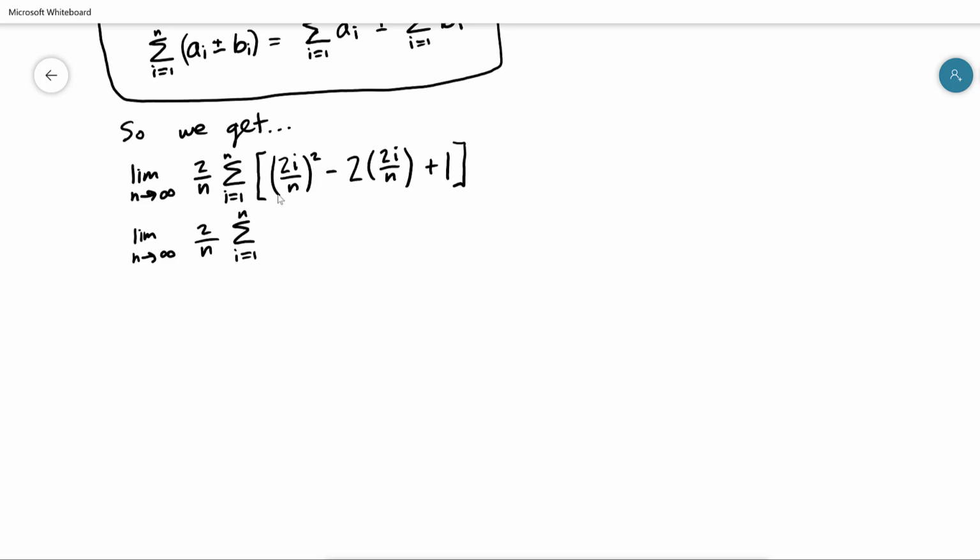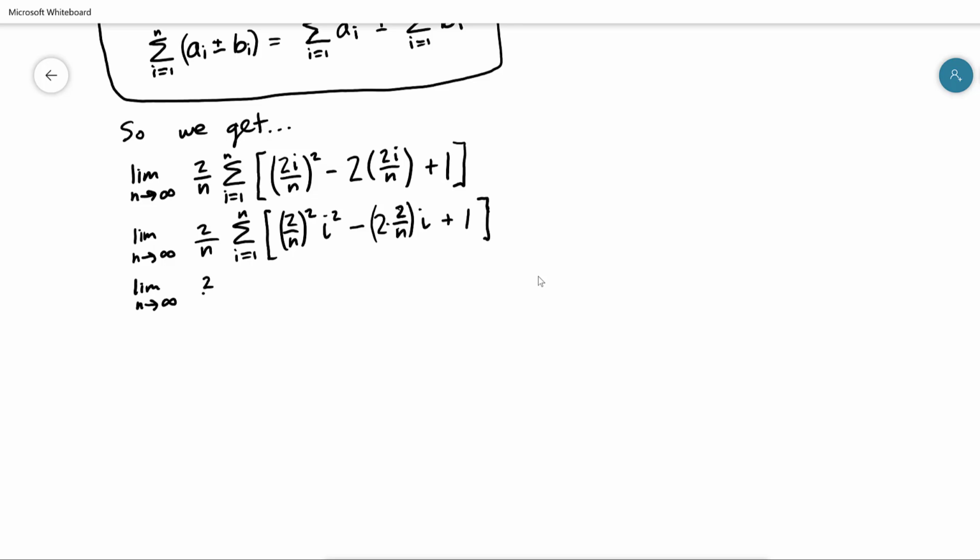So I'm going to rewrite that first term as the 2 over n squared part, separate from the i squared part. In the second one, I'm going to do the same thing: 2 times 2 over n, separate from the i part. And lastly, we have a plus 1. So I've just pulled the i's out, so they are separate. And now we can follow down through our rules a little bit more.